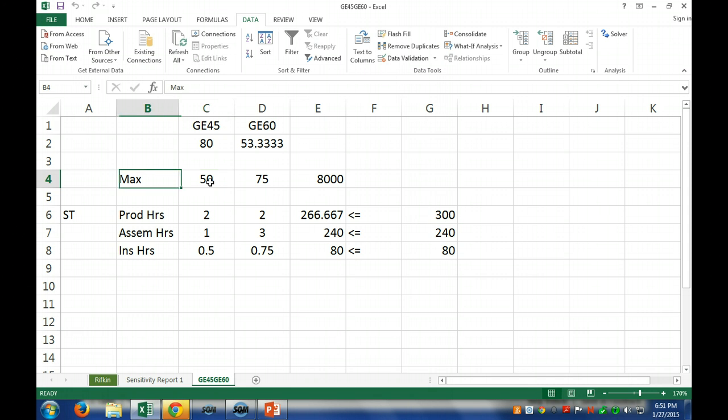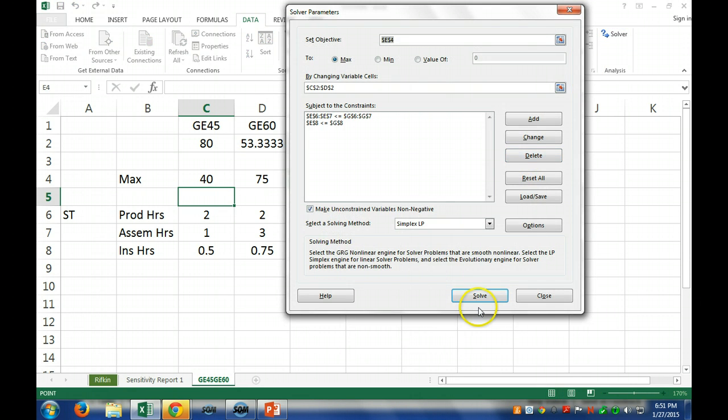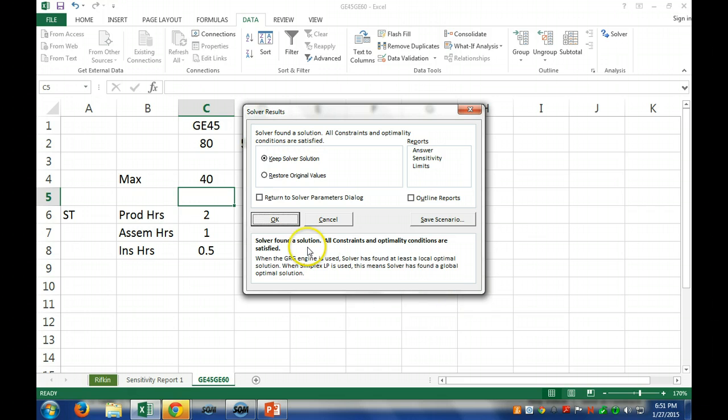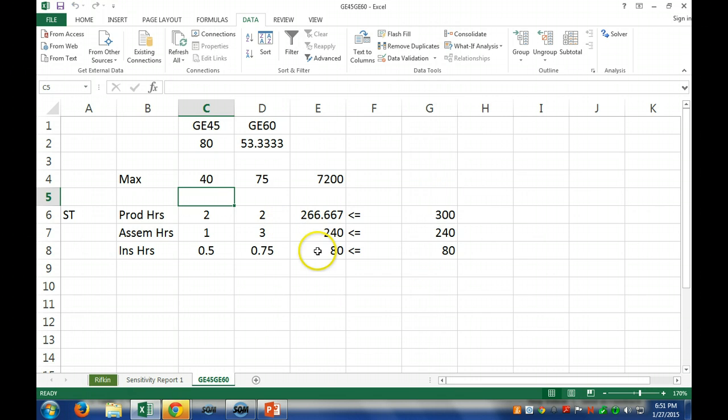So if I change this to 40 bucks, okay, now I'm no longer making $50 for every GE45, I'm making 40. Is 40 in my range of optimality? Is it in there? It is. Is my solution going to change? Let's try. I click Solver, Solve. It stayed 80 and 53.